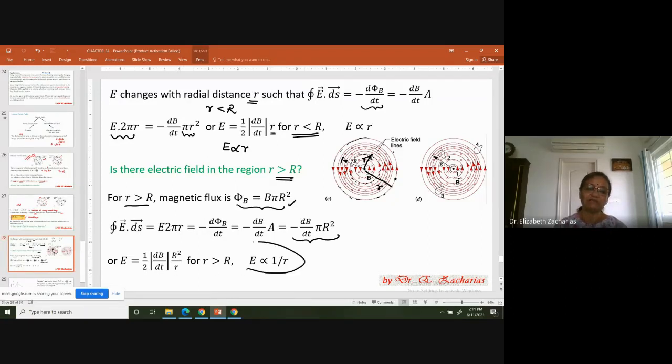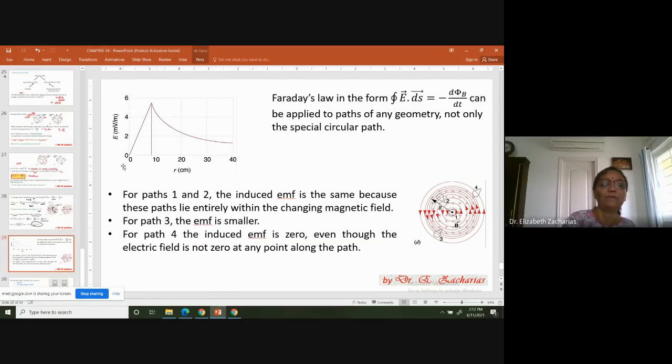Or you're seeing that the electric field falls off with distance. Beyond capital R, the electric field will be there, but it will fall off with distance. But inside, it is directly proportional to distance. Okay, and this electric field forms closed loops. So if I am going to plot, within the circle where there is magnetic field, the electric field is linearly changing with distance. Once you reach capital R, so let this be capital R, once you cross it, it falls off as 1 by r. Here it is proportional to r.